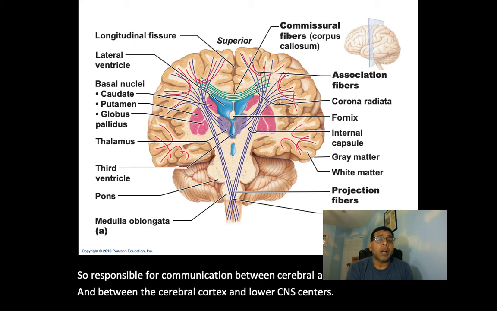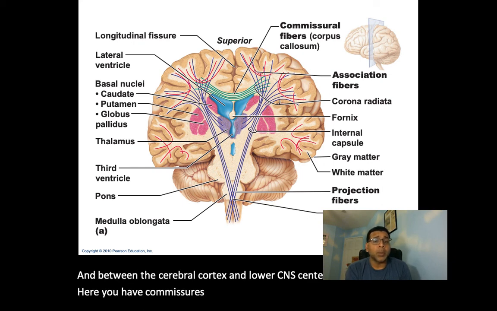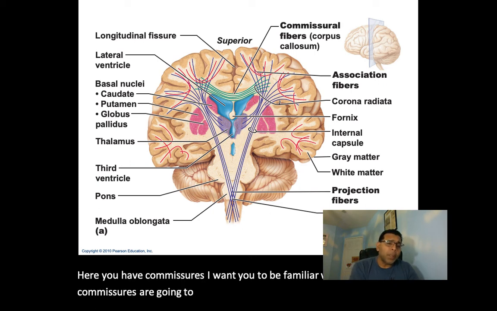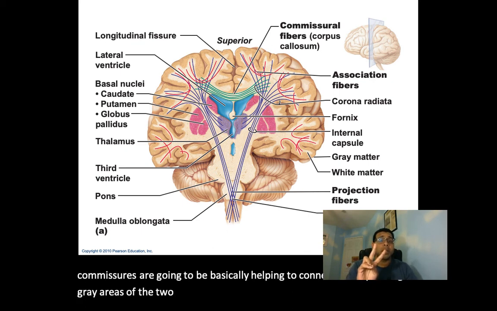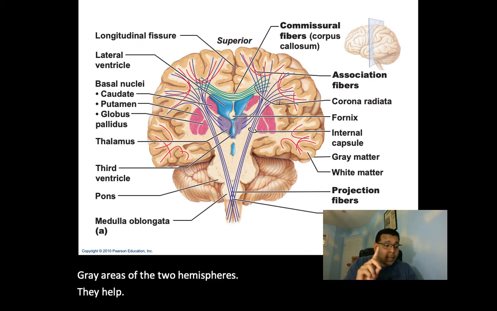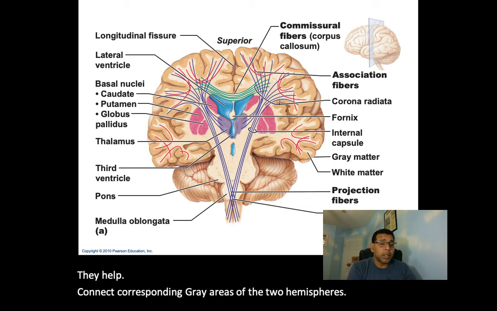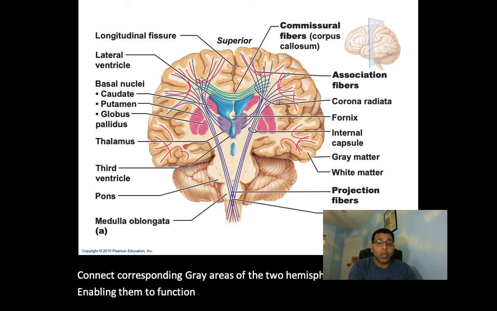Here you have commissures I want you to be familiar with. Commissures basically help to connect corresponding gray areas of the two hemispheres, enabling them to function as a coordinated whole.